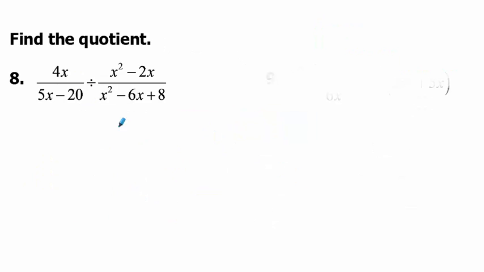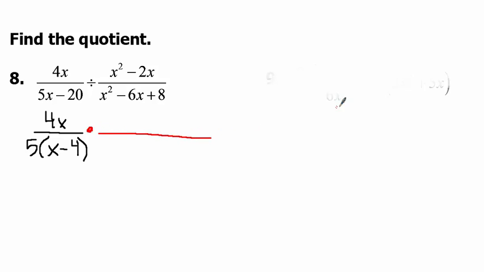Okay, again, we're going to do the copy dot flip-flop. I am going to factor out anything that I have a chance to. So I have 4x, and I'm going to factor out a 5. Then we have to go for our dot and flip-flop. So I'm going to go ahead and start factoring these things. But this guy has to go into the numerator. So the denominator goes into the numerator. So factors of 8 that add to give me negative 6 are going to be negative 4 and negative 2.